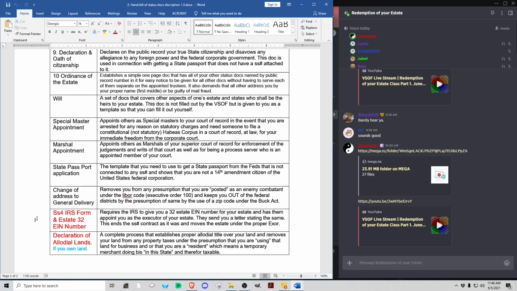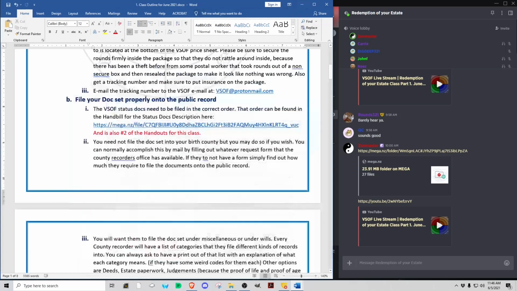We'll see. I mean, there are men that have their 32 EIN number, have their doc set done. So we're going to be poking around with Fidelity here pretty soon, and the DTCC, to figure out exactly what path that's going to lead to. So those are the status docs.